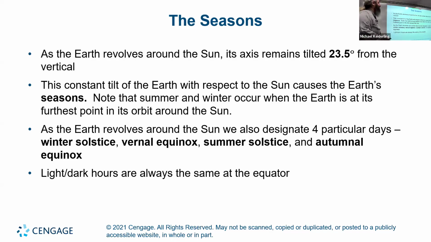So as the Earth revolves around the sun, there are 4 special days. These are the solstices, the winter solstice and the summer solstice, and the equinoxes, the vernal equinox and the autumnal equinox. So the winter solstice, the vernal equinox, which is the spring equinox, the summer solstice, and the autumnal equinox, which is the one in fall. And light and dark hours are always the same at the equator.